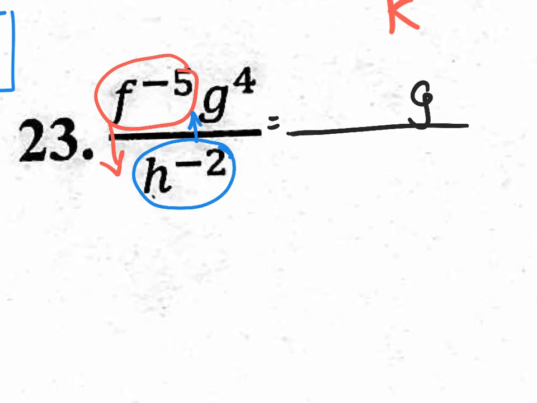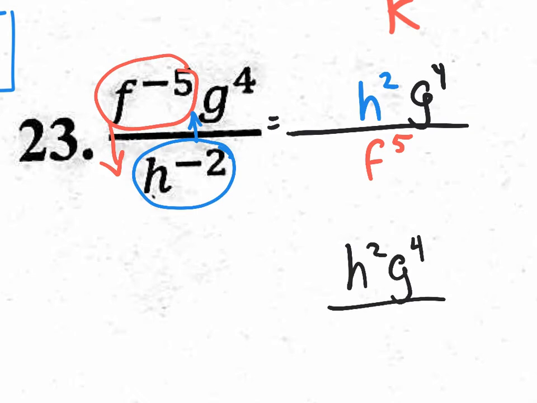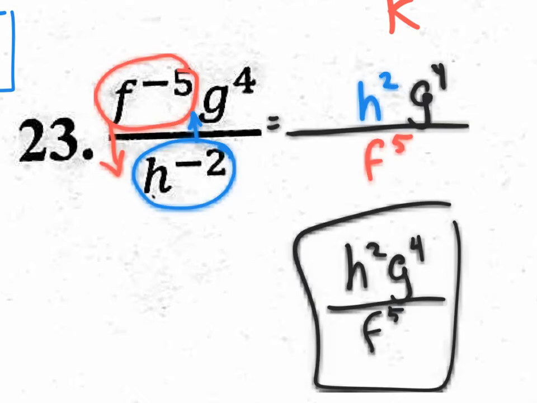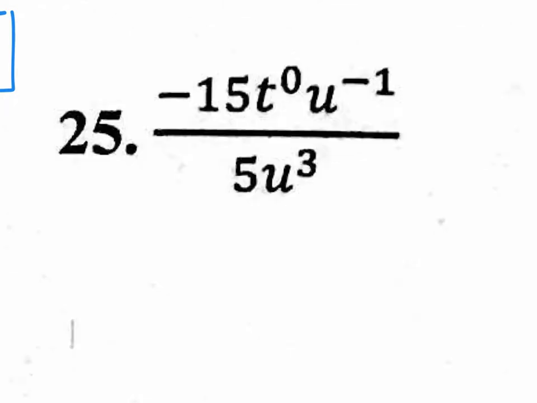The g to the 4th power did not move. The h to the negative 2 goes up and it becomes h to the positive 2. And the f to the negative 5 comes down and becomes f to the positive 5. And ladies and gentlemen, that's our answer. H squared, g to the 4th, f to the 5 on the bottom. That's your answer. Let's move on to number 25. Fun stuff and extra tricky.